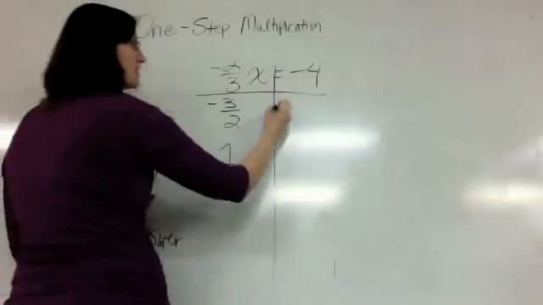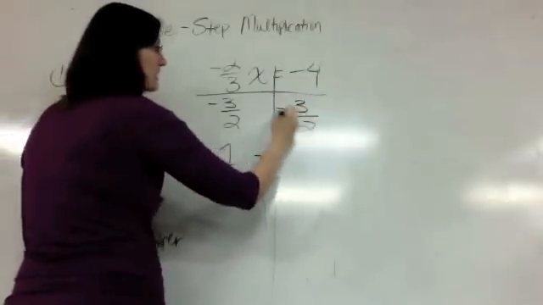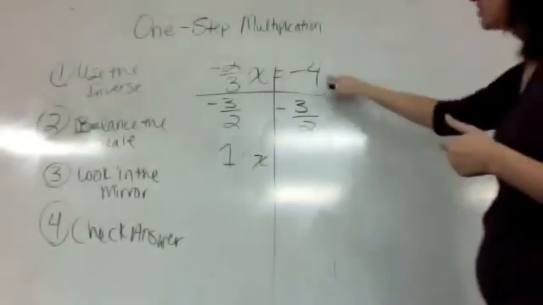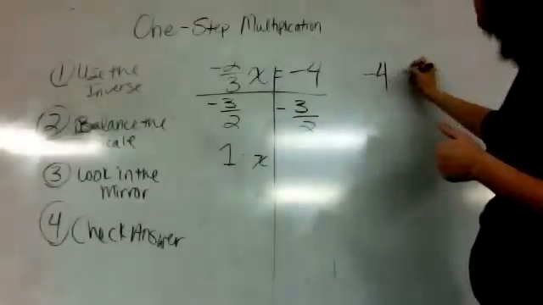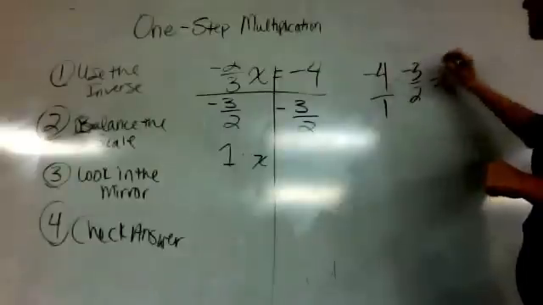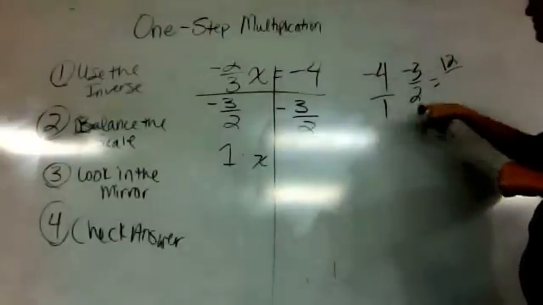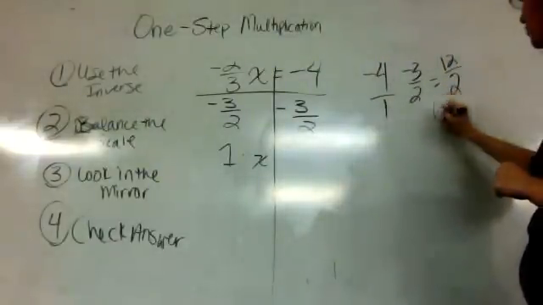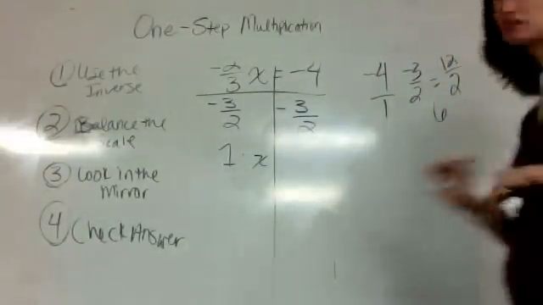Now I have to balance the scale and multiply this side by -3/2. Now, you don't really need your calculator. This becomes a multiplying fractions problem. I'm taking -4 times -3/2. Top times top gives me a +12. Bottom times bottom gives me a +2. And 12 divided by 2 is 6. So this side is 6.